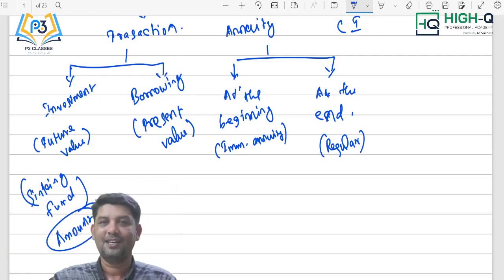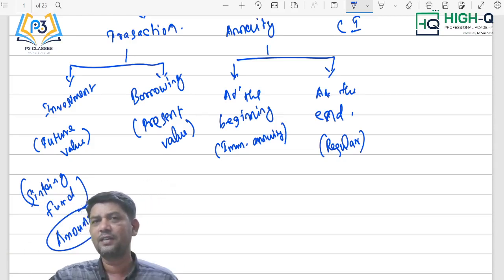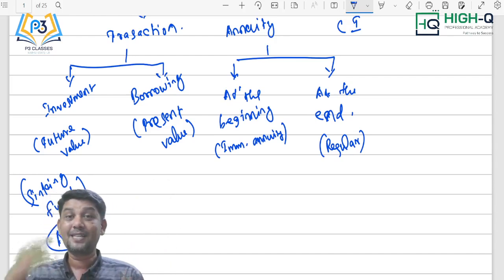Nothing to worry, my dear. In that case, you need to take it as regular annuity. If nothing is mentioned, it is regular annuity. That means at the end of the period.